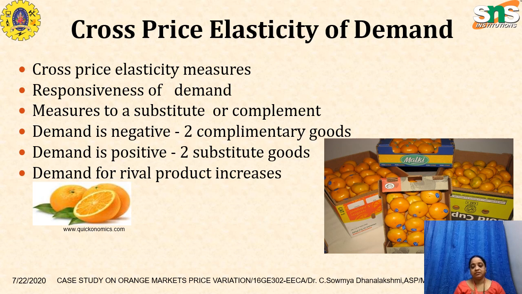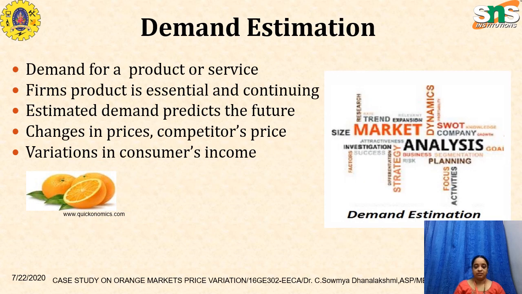When the demand is positive, two substitute goods can be offered. The demand for a rival product will definitely increase when one product has less demand. This is called cross price elasticity of demand.